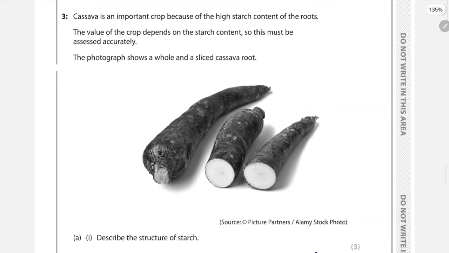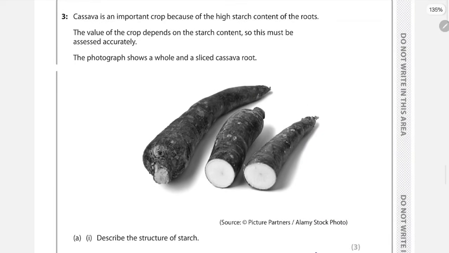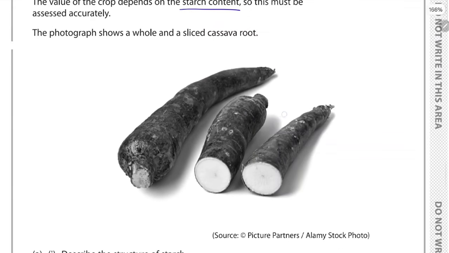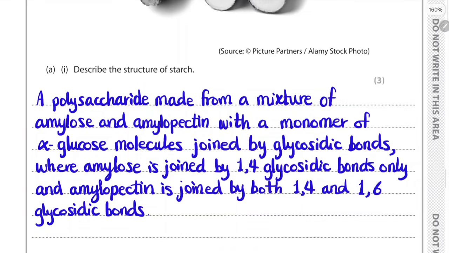Cassava is an important crop because of the high starch content of the roots. The value of the crop depends on the starch content, so this must be assessed accurately. The photograph shows a whole and a sliced cassava root. Describe the structure of starch. This is a direct question from Unit 1. We could say that starch is a polysaccharide made from a mixture of amylose and amylopectin with a monomer of alpha glucose molecules joined by glycosidic bonds.